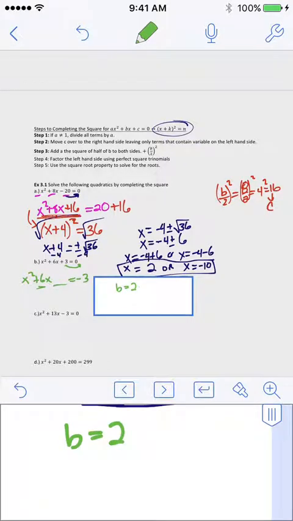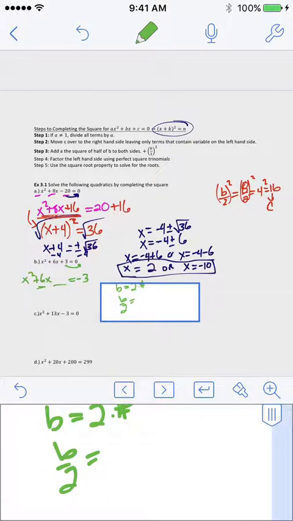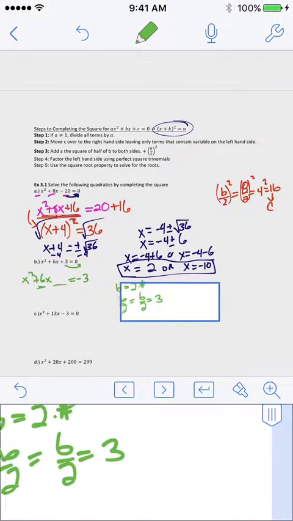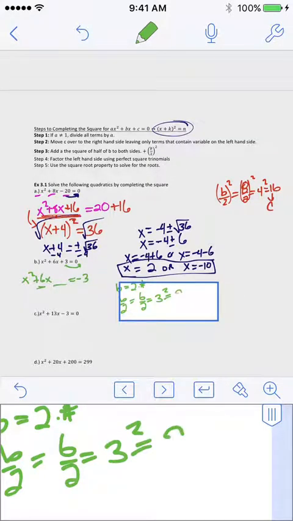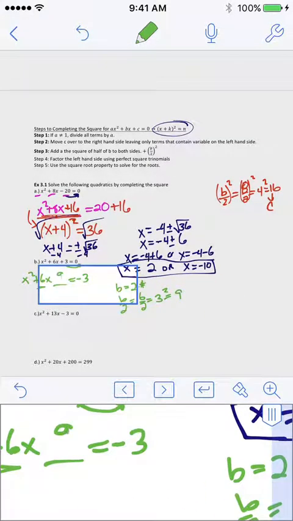b is equal to 2 times my number in question. Just draw a little number symbol. So I'm going to take b over 2 to find that number. That number would be 6 divided by 2, or 3. And then I want to square it to put it at the end. So it'll be 9, plus 9.